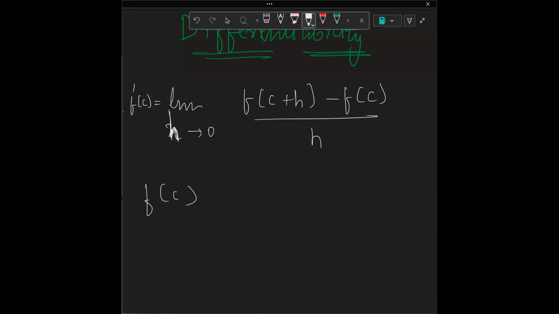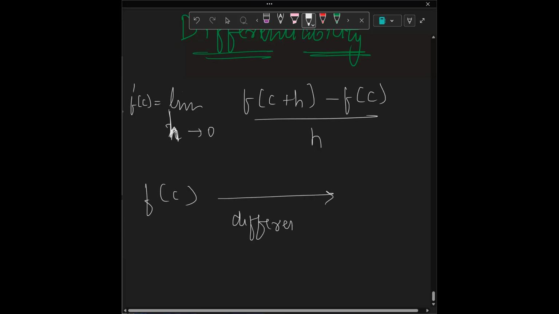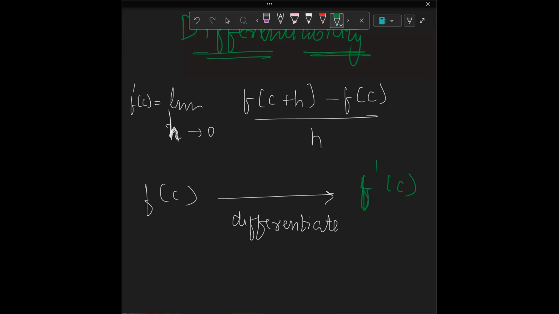So if I have this c, this is our function. If I differentiate this, then this will become like this. ऐसे हो जाता है ये. A dash on your function. This is the notation of a first differential of your original function. ठीक है? Let's solve some questions on this.